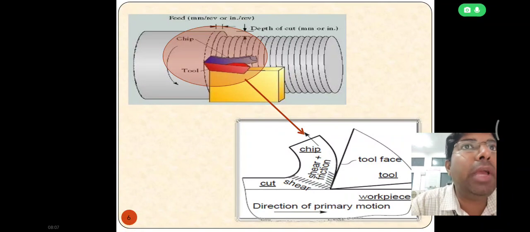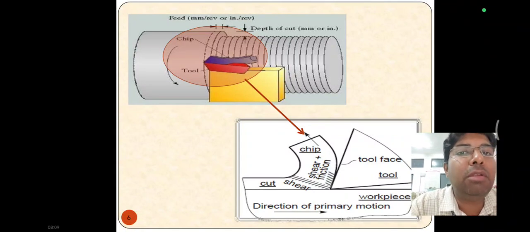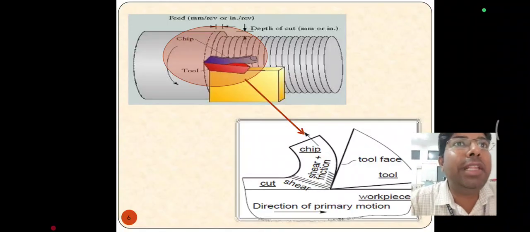First, we have external threading, which involves cutting threads on the outside of the workpiece. This is essential for creating screws and bolts. Next is internal threading, where we cut threads inside a hole, allowing for nuts and other threaded connections.